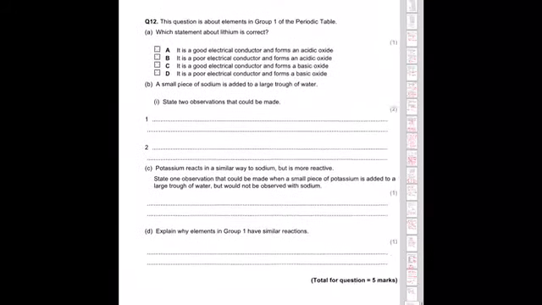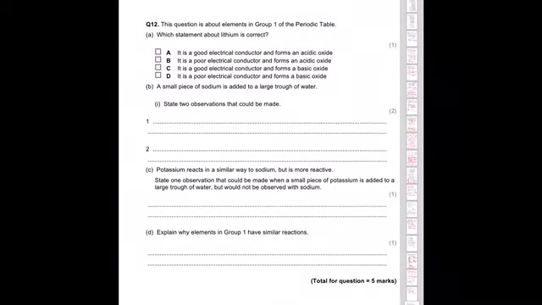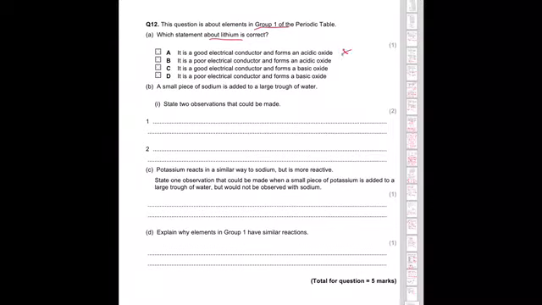So next one here, the question is about the elements in group 1. Group 1 elements are metals, so therefore they're going to be good electrical conductors, and also metal oxides are bases. So it's going to be C, good electrical conductor, and it forms a base. So a bit of knowledge on group 1 metals and metal oxide pHs.